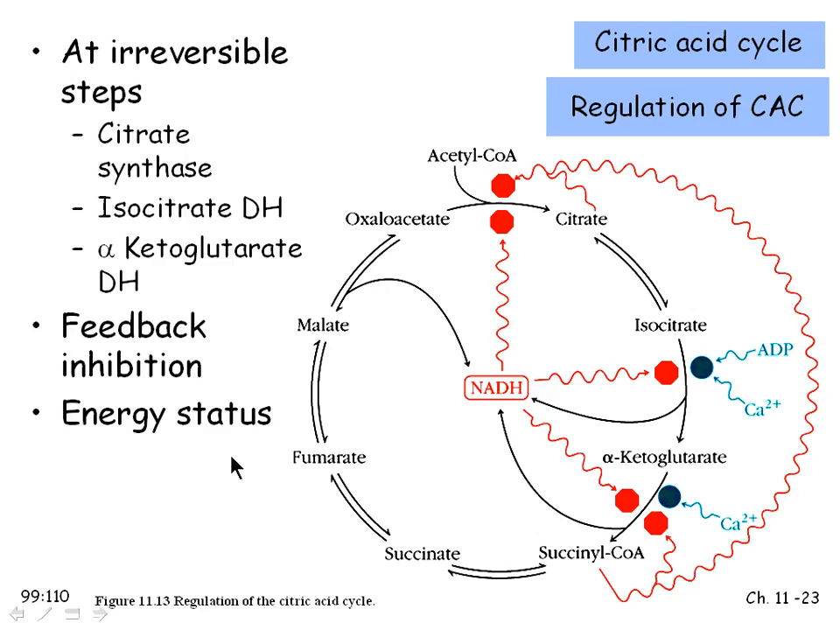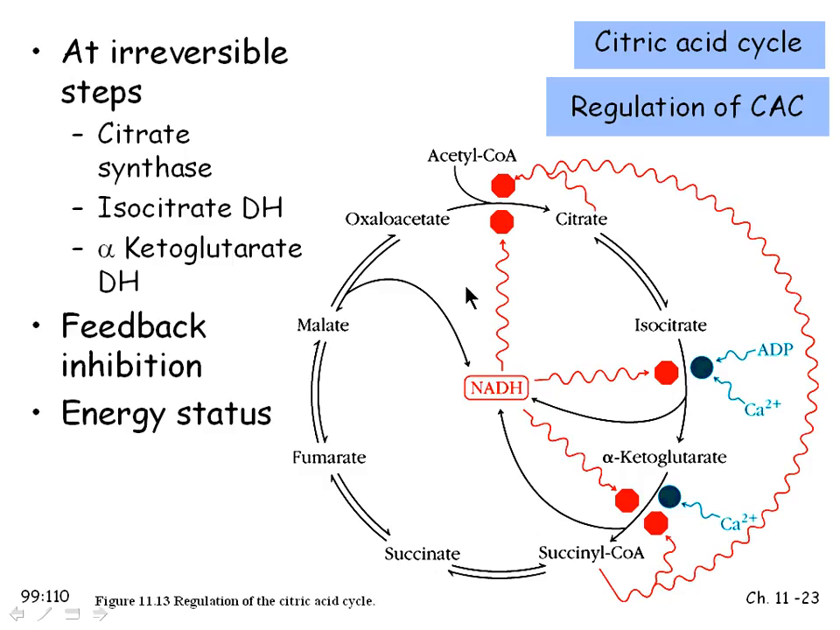Now, there is also a regulation of the citric acid cycle. And as you might expect, key regulation is going to happen at irreversible steps. It doesn't make sense in the case of the citric acid cycle to talk about committed steps because it's a cycle. It's not a linear thing, it's a cycle. And so there isn't really a committed step in the usual sense that we think of for a linear pathway. But there are irreversible steps.